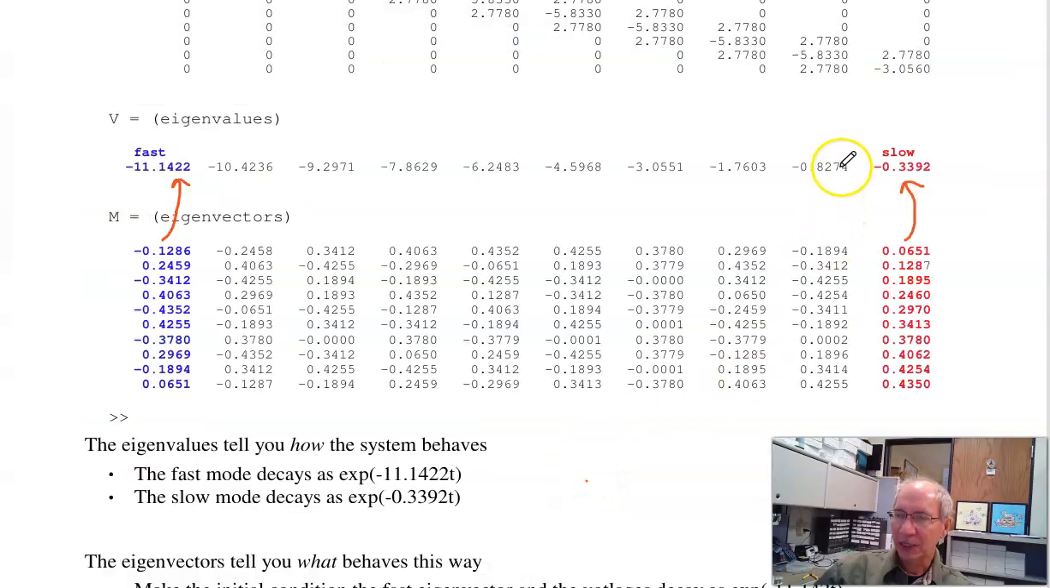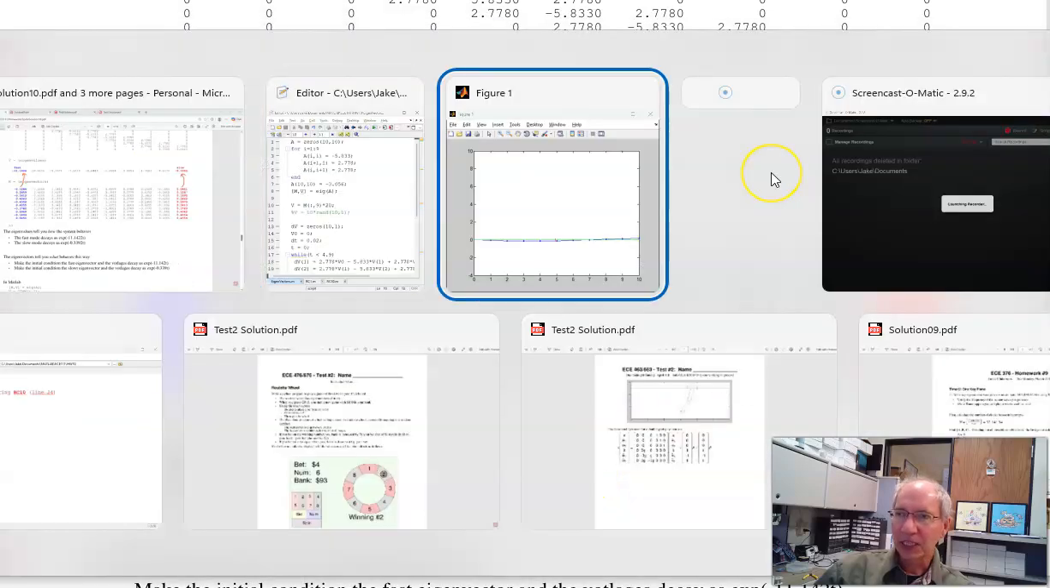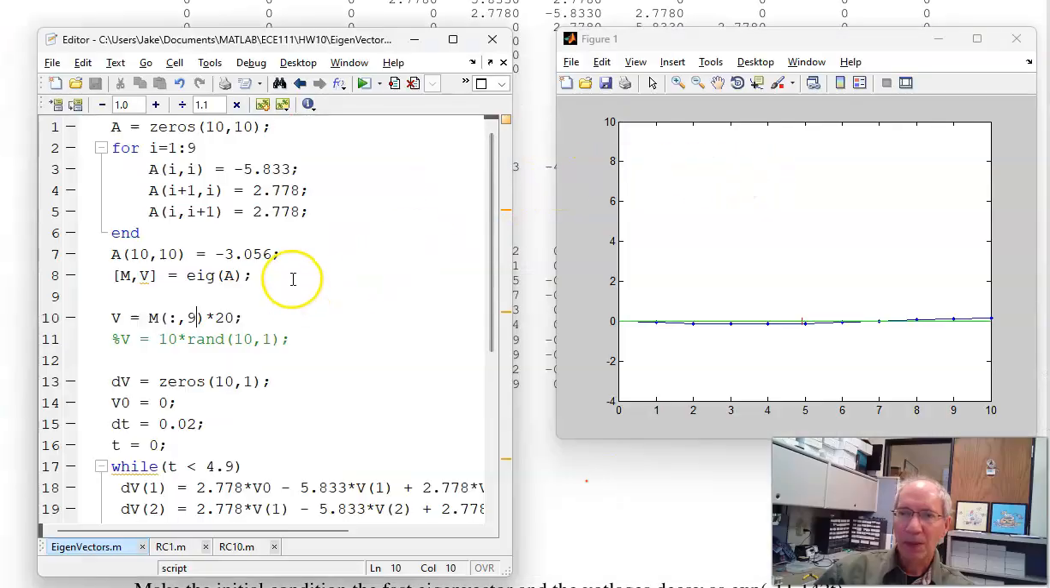That one decayed as e to the minus 0.8t. The 7th will decay as e to the minus 1.76t. And so on. Those are eigenvectors. So if I ask you what initial condition decays quickly, that's an eigenvector problem. Here's the quick mode. If I ask you what initial condition decays slowly, that's also an eigenvector problem. There's the slow mode. If I want to know how fast they decay, that's an eigenvalue problem.